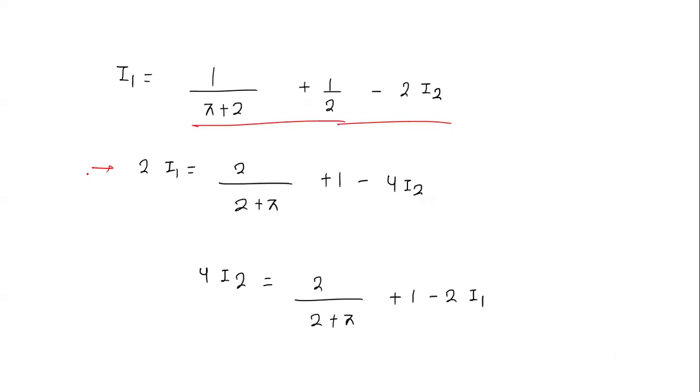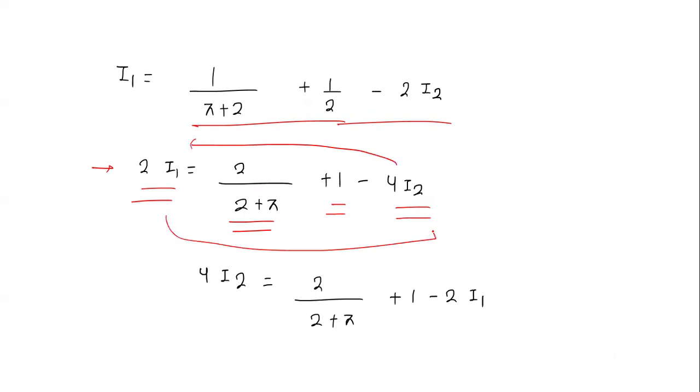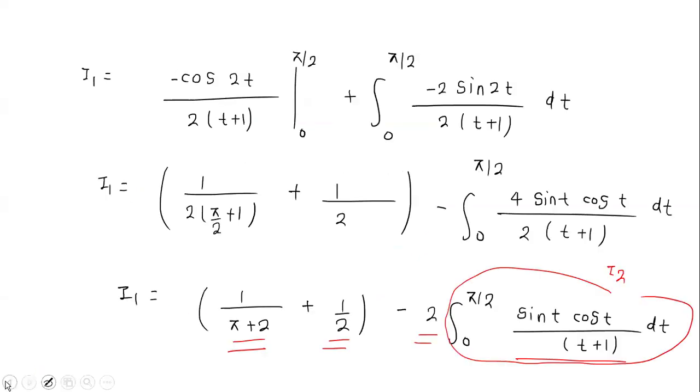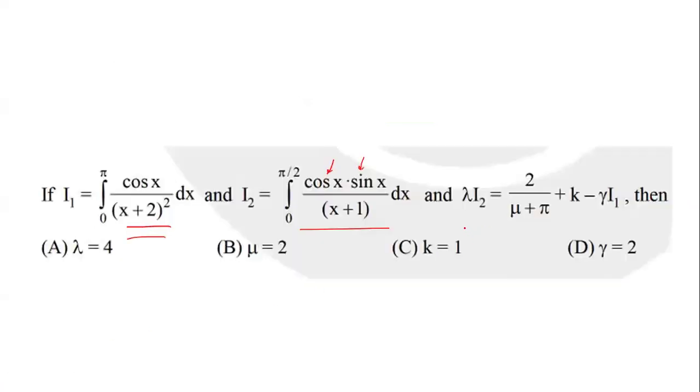Then you can multiply by 2 to the whole thing, so it will become like 2 times I1 is equal to 2 divided by 2 plus pi, and here it will become like plus 1 minus 4 times I2. Then you can take this 4 times I2 to the left hand side and this to the right hand side, and this will come in this form. Now what you can do, you can compare this with the given result in the problem, which is this. So if you compare, we have this relation like 4 times I2 is equal to 2 divided by (pi plus 2) plus 1 minus 2 times I1.